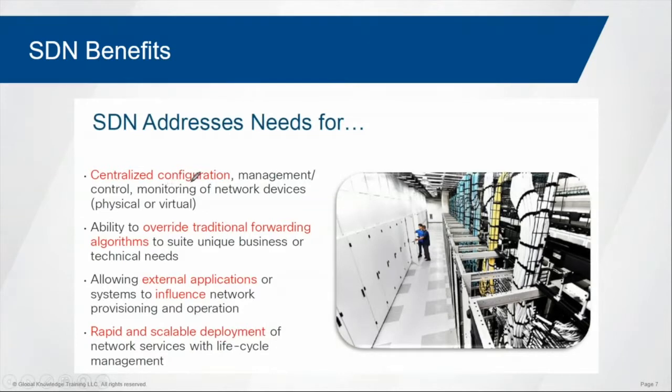SDN gives us the benefit of taking the brain, the intelligence, the logic of the network and centralizing it. And of course, when we say centralize it, it does not have to mean one centralized device with a single point of failure. Software-defined networking clearly allows for many options of resiliency. We could have many brains, we might say, many software-defined networking controllers. Next, how does the traffic get forwarded?